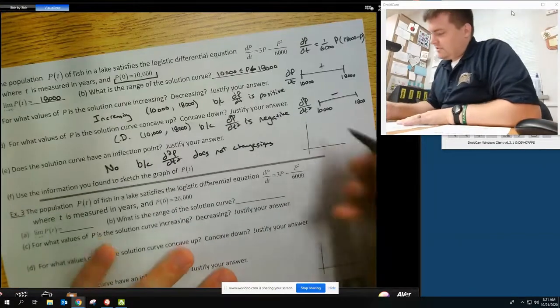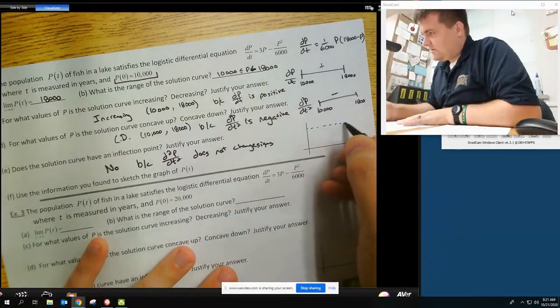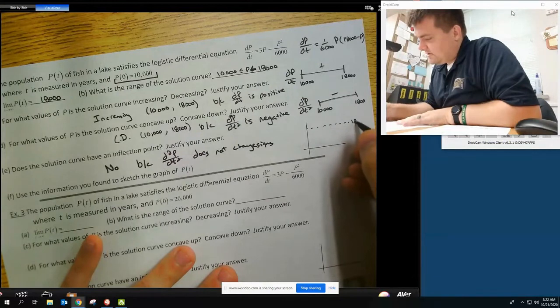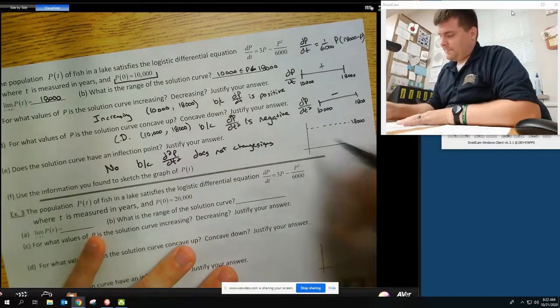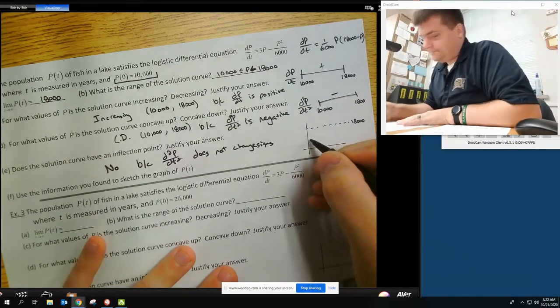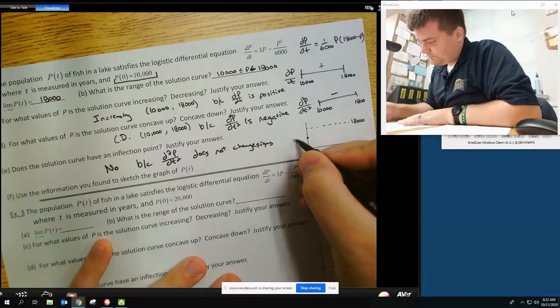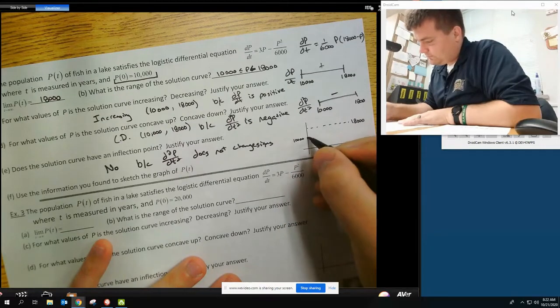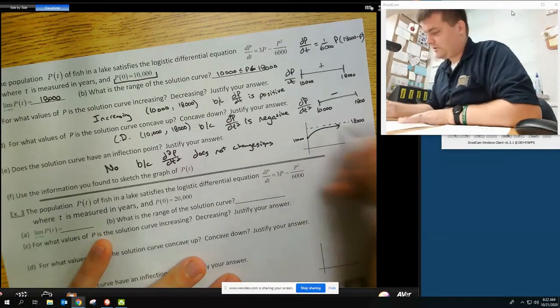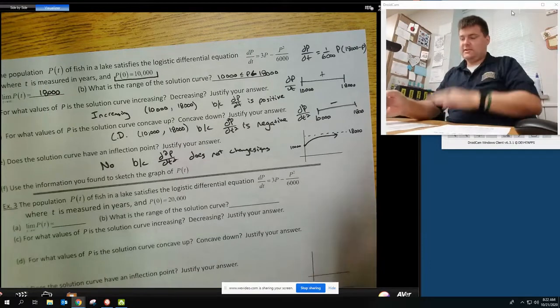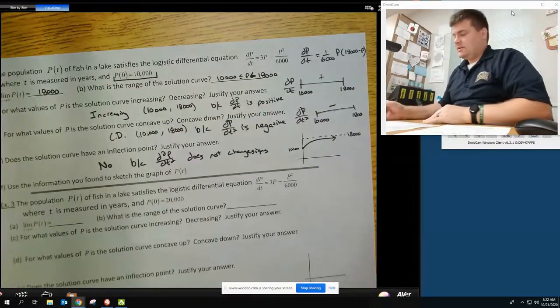Okay, so for my sketch, again, my liquid capacity here is at 18,000. I'm just starting at 10,000 though. So right here is 10,000. So it looks like that, because my initial value was 10,000.